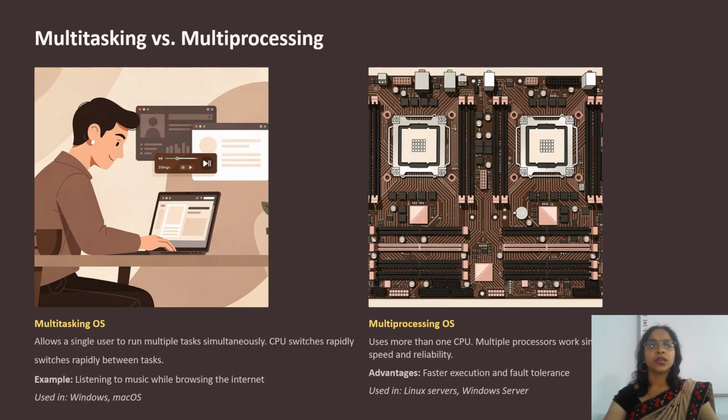Multiprocessing uses multiple CPUs. In multitasking, we use just a single CPU, but there are different jobs which are executed concurrently. But in multiprocessing, there are multiple CPUs and tasks are executed simultaneously. It is faster and reliable, and this type of system is used in Linux servers and Windows servers.